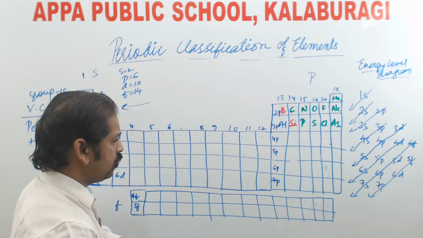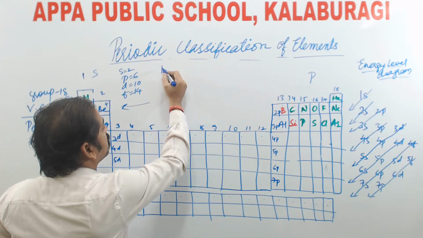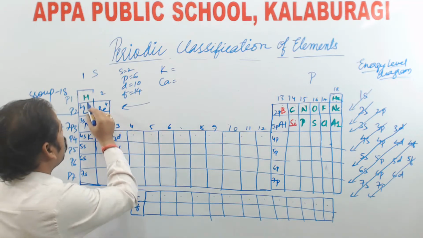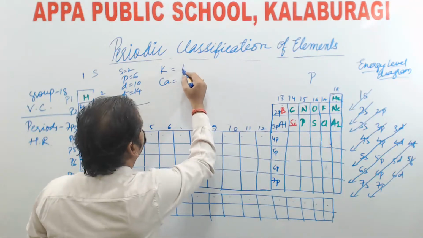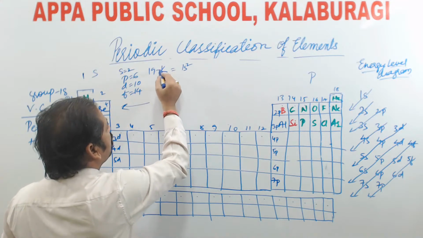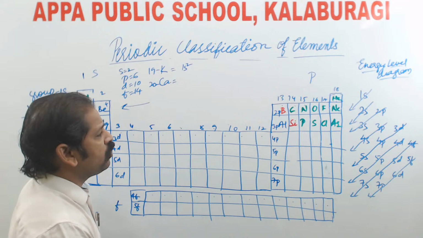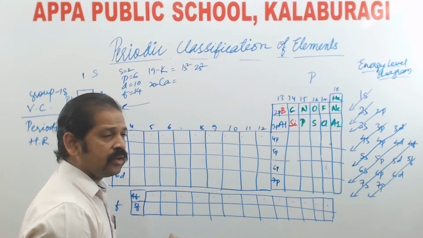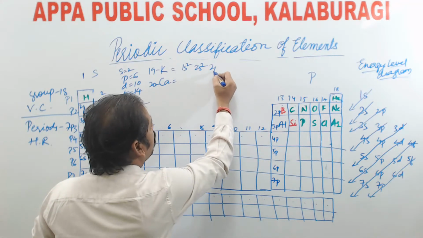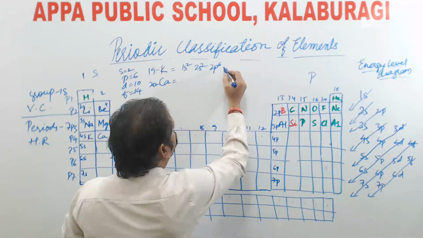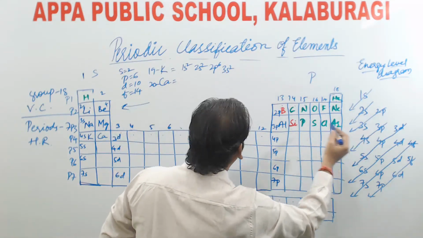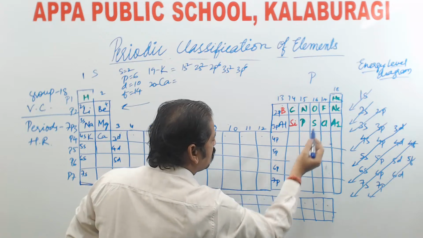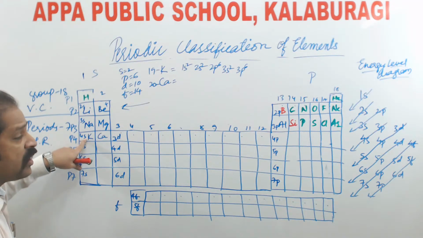Now we'll go for potassium and calcium. I will teach these two and wind up the topic. Potassium is 19 and calcium is 20. First comes 1s2, then 2s2, because we have to move until 19. After 2s we have 2p6, then 3s2, then 3p6: 3p1, 3p2, 3p3, 3p4, 3p5, 3p6. After 3p6, we have 4s1.